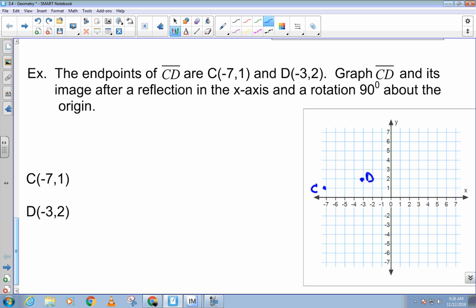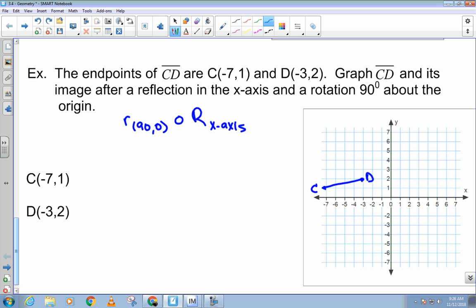If it says it in words, you have to do it exactly the way it says it. So you're going to reflect in the x-axis and rotate 90. If I were to write it in composition notation, then I would do rotate 90 about the origin, composed with a reflection in the x-axis. Okay, that's how it would be written, but when it's in words, you do it the way it tells you to. Okay, so I'm going to do the x-axis first, and let's do the rules this time.